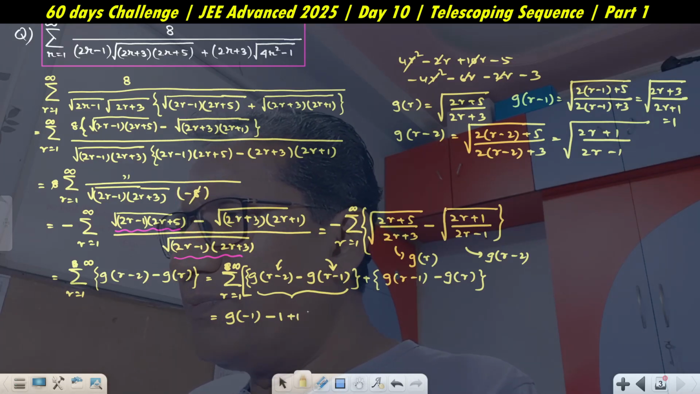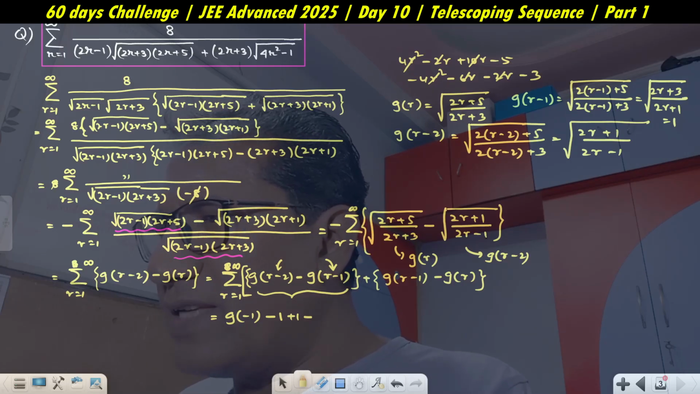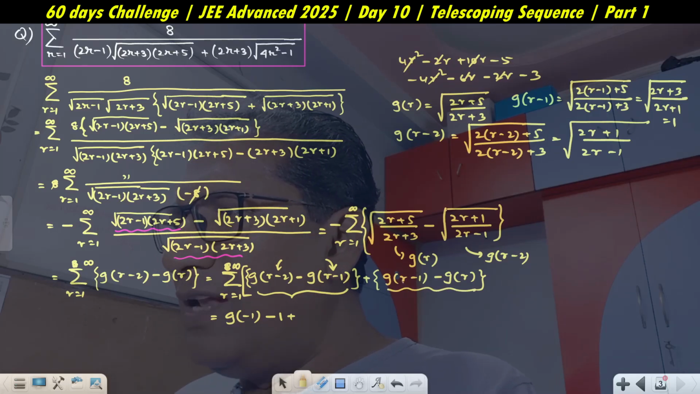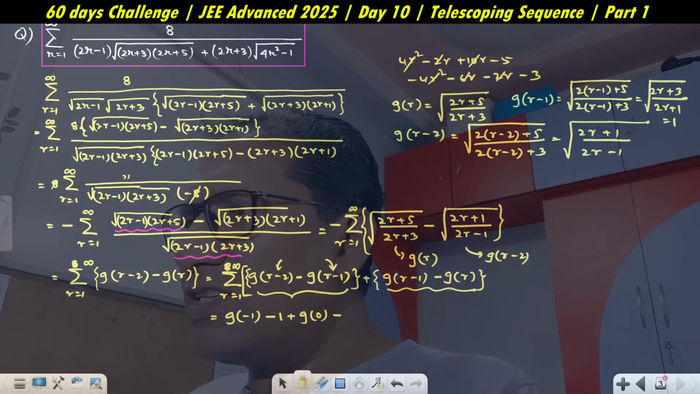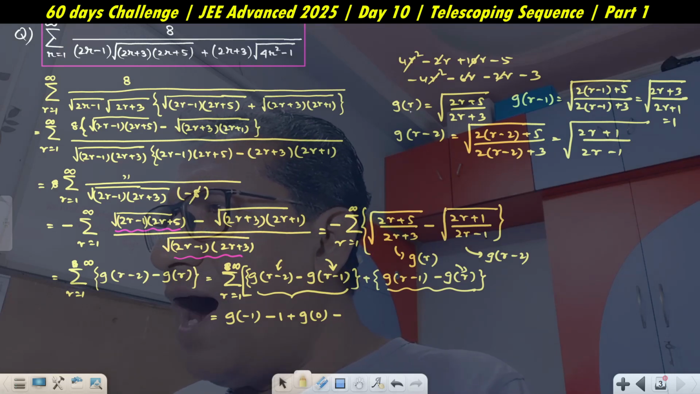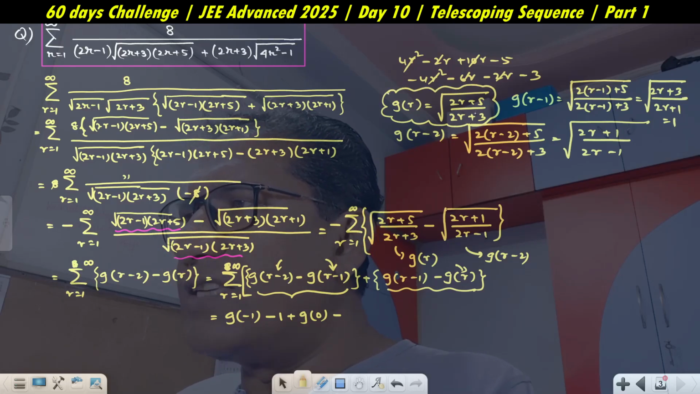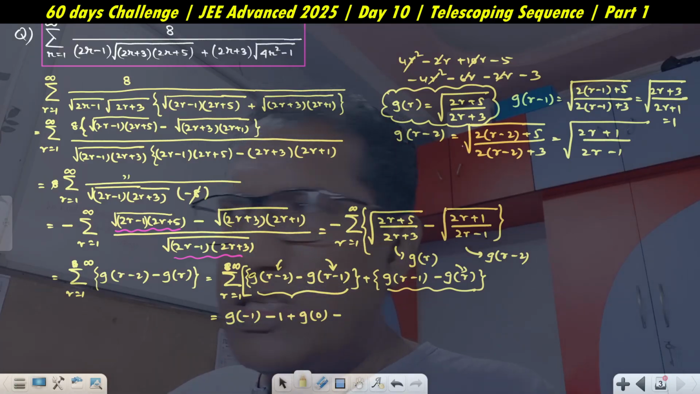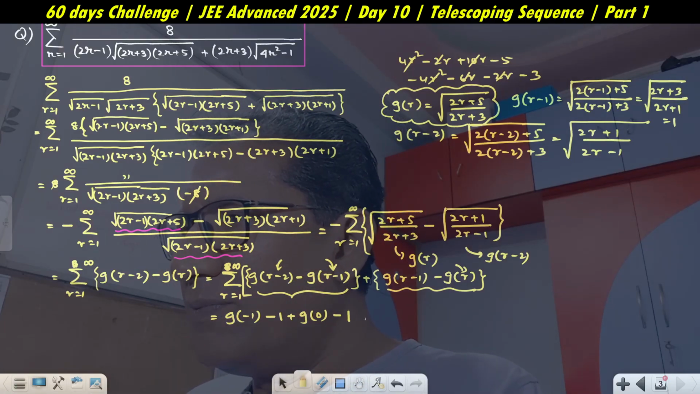This is also 1 minus, okay, just one second. This one, when it is separated with the sigma, the lowest one will get r equals to 1. This is the lowest one, so it will be g of 0 minus, this is the bigger one, so this r will tend towards infinity. Now when r is tending towards infinity, from this one we can easily see that the function is tending towards 1. So this is again 1. So we are actually having g of 0 plus g of minus 1 minus 2.